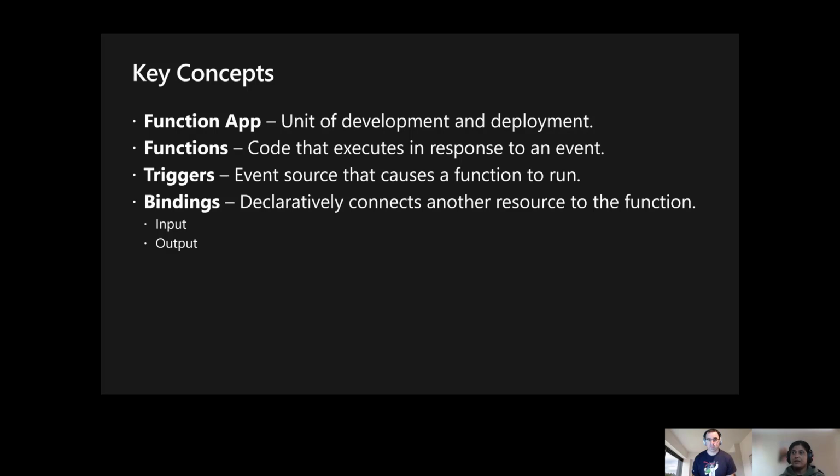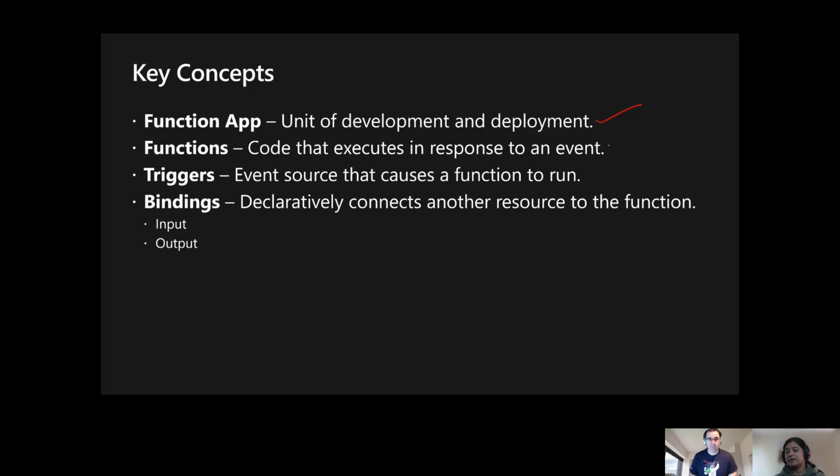So the function app is comprised of one or more individual functions which are managed, deployed and scaled together. So all the functions in the function app share the same pricing plan. Their deployment method is going to be the same. Their runtime version is going to be the same. So think of a function app as a way for you to organize and collectively manage your functions. Okay, so that's your function app.